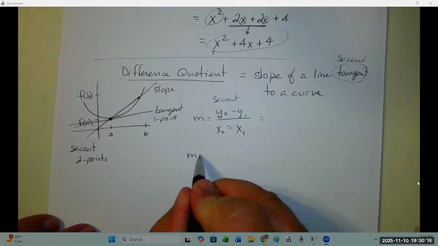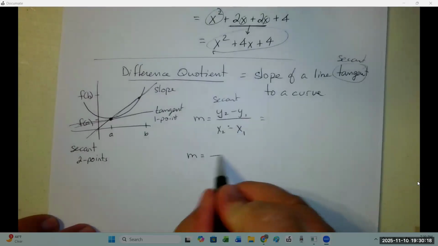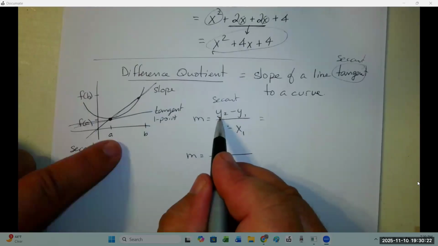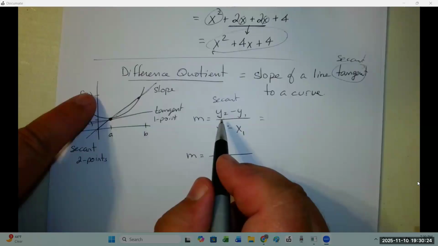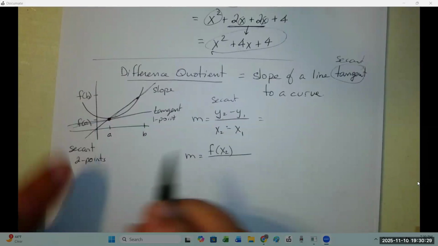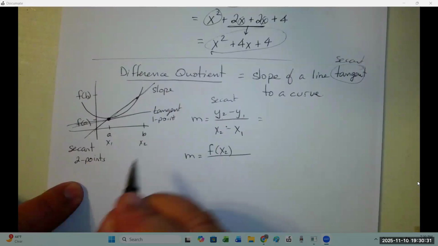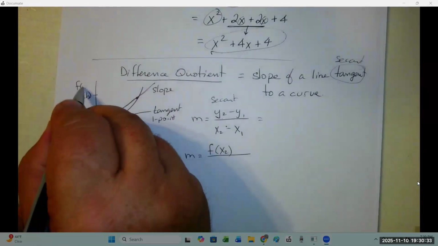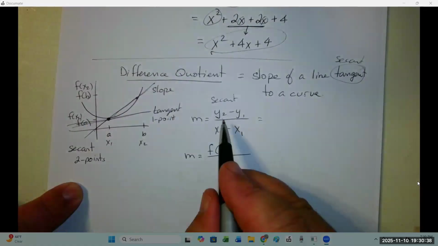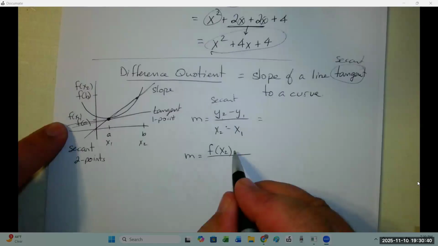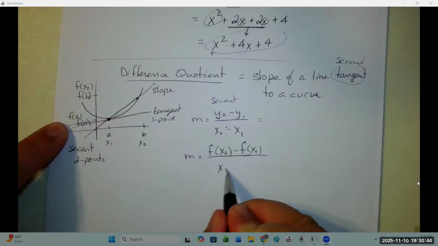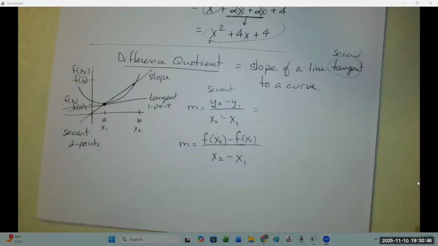Let's see how we do that. So using function notation, y2 is the y value from the second point, which is f of x2. This is x1. This is x2. This is f of x2. This is f of x1. So y2 is the second point minus f of x1. That's the first point. Over x2 minus x1.